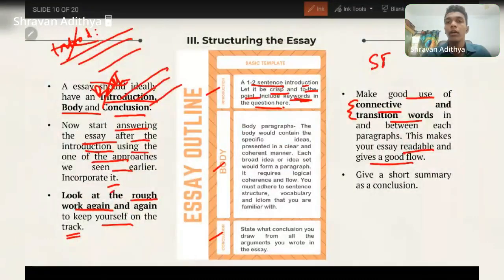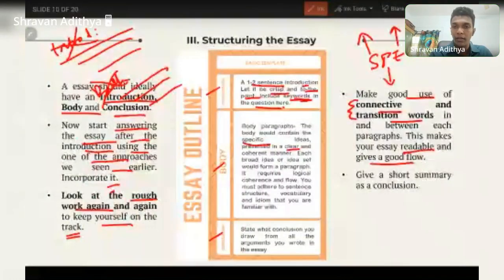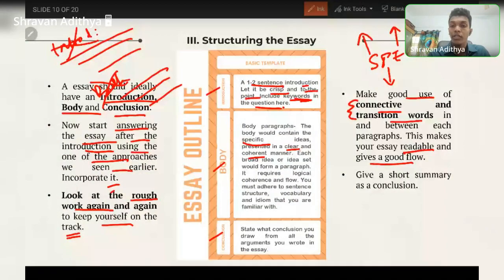Then for the body you have to go paragraph-wise. Do not write in point format. This is an essay, so just write in paragraph format. Suppose you're going for the SPELT approach: you take the social perspective for one paragraph, the political perspective for the next paragraph, the economic perspective for another paragraph, and so on. The body should contain specific ideas presented in a clear and coherent manner. Each broad idea or idea set would form a paragraph. It requires logical coherence and flow.